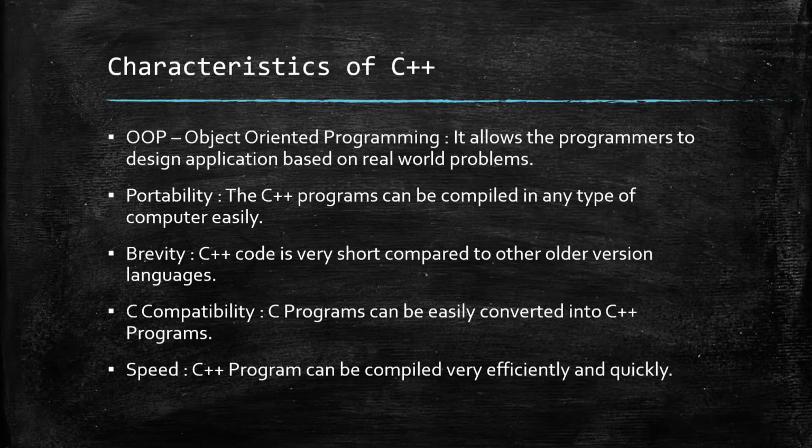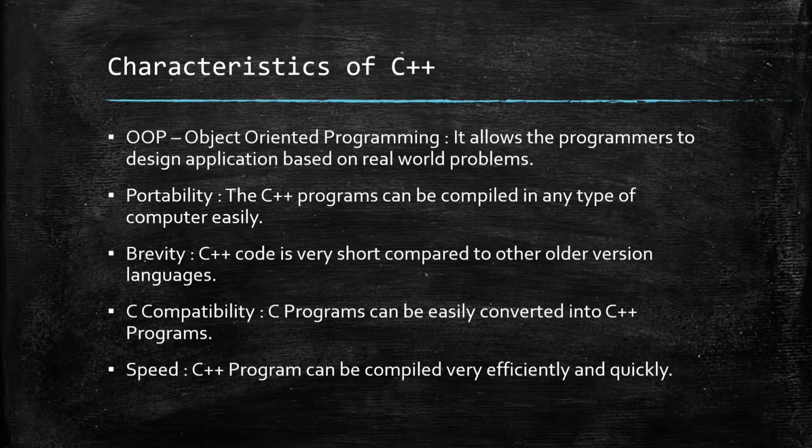Second point is portability. C++ programs can be compiled on any type of computer easily. It doesn't have a specific configuration, and it doesn't work only with specific types of computers. So it's a portable language. Next point, coming to brevity. C++ code is very short compared to the older version languages, like your C language. Compared to C language, C++ code is very short.